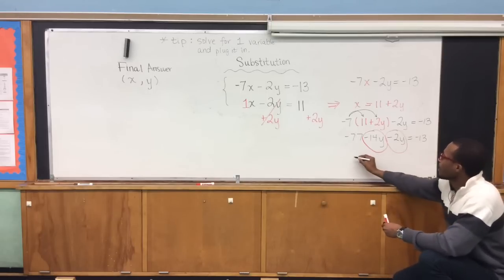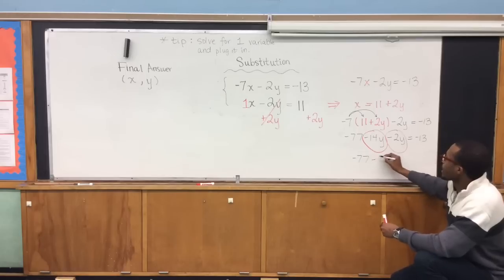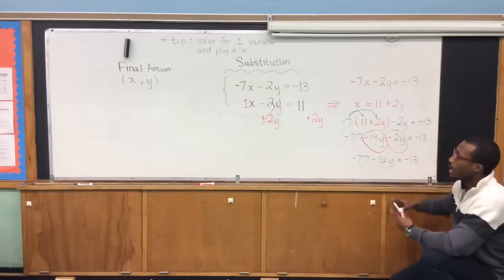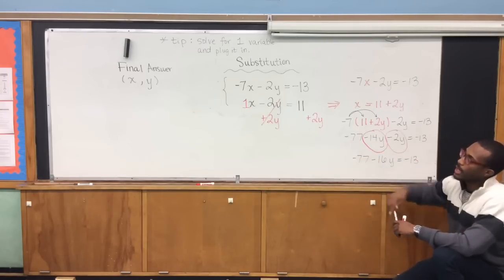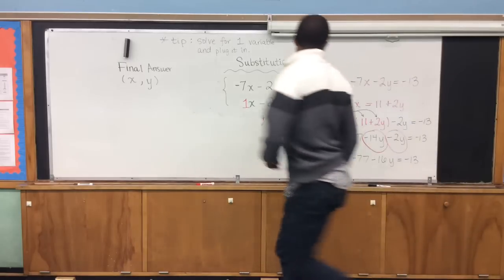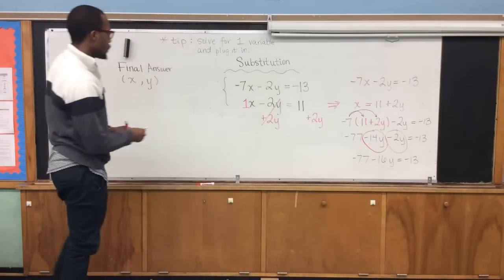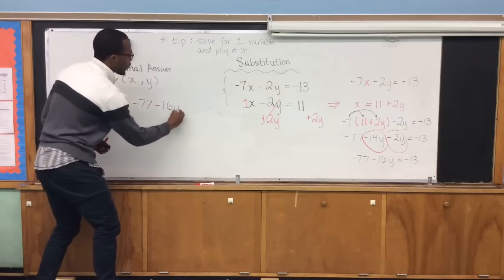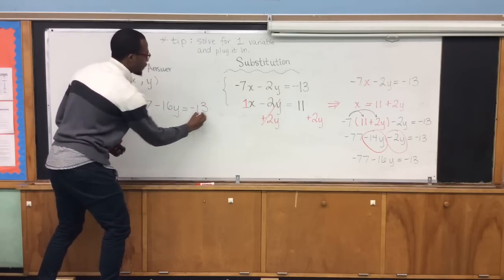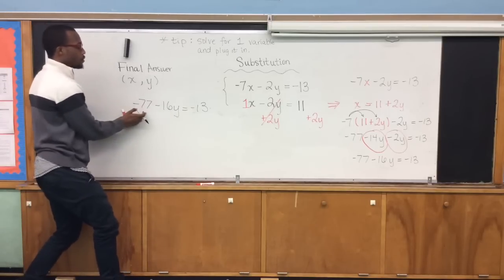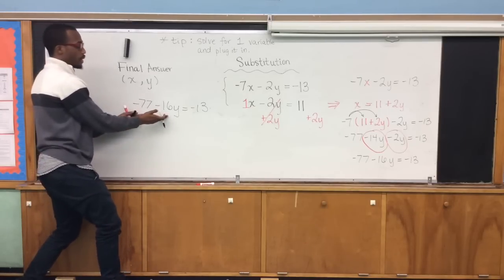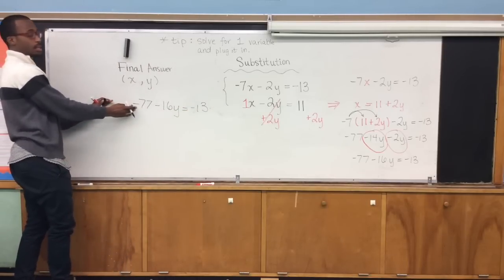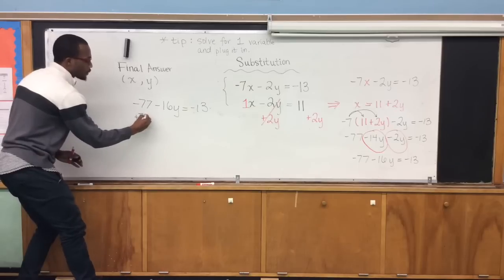So now we have -77 minus 16y equals -13. All right, since I'm running out of room, I'm going to come over to this side and continue working. Just to rewrite what we have: -77 minus 16y equals -13. Now, I can't combine these two because this doesn't have a y with it, so I leave that alone. I want to get this y by itself. Since this is a -77, we're going to add 77 to both sides.